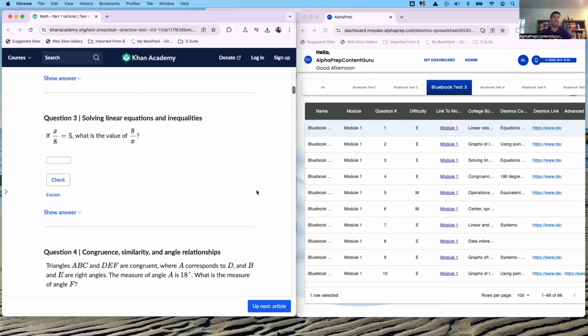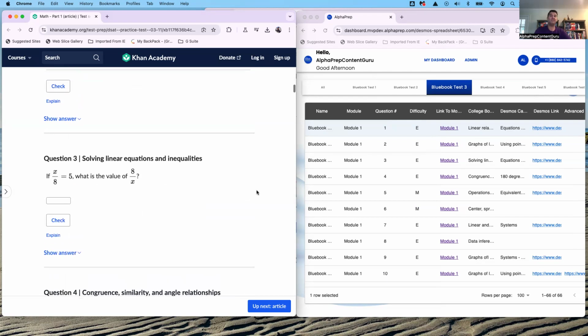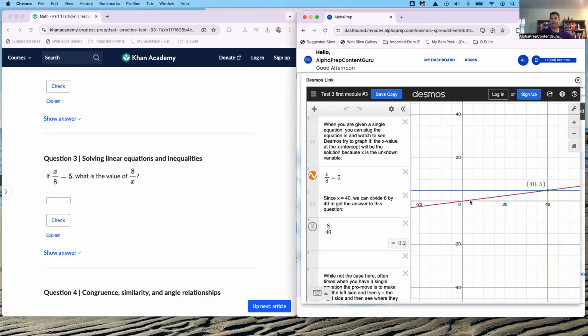And the idea is side by side looking at them allows you to say, I know how to solve this, but what are the people at AlphaPrep telling me I should do? What's the hack? And so the way that you look at it is you can click here and you can see that step-by-step instruction built in within the constructs of our website. You can see that you've got a breakdown. When you're given a single equation, you can plug the equation in and just watch Desmos.